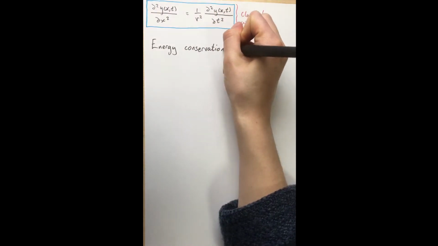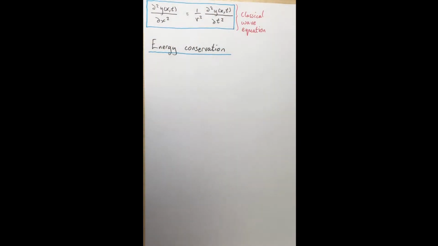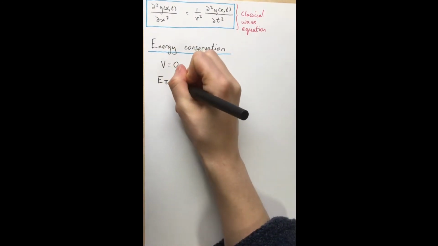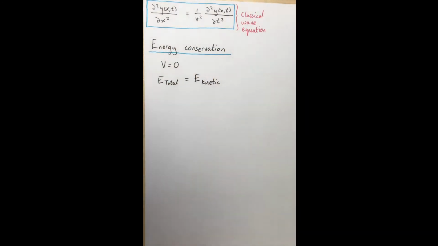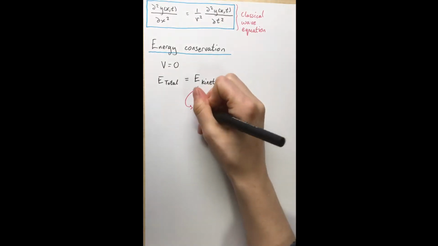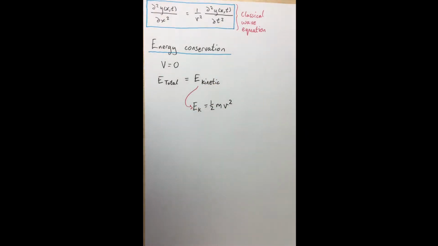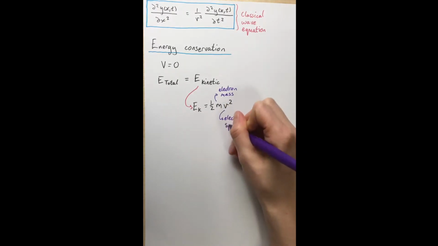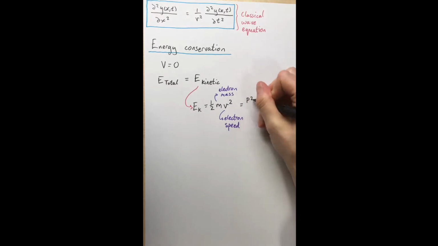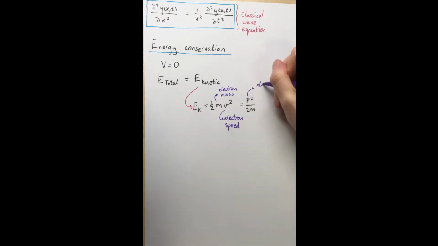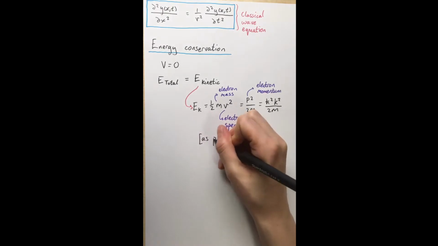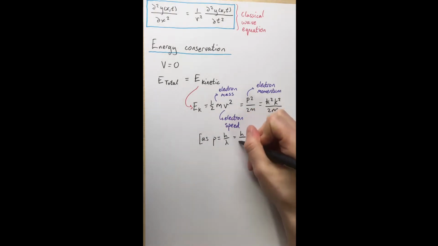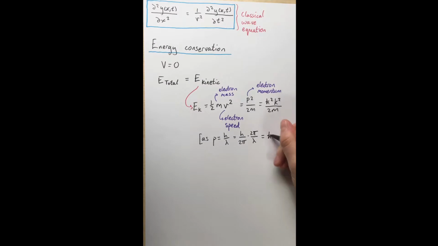From energy conservation, we know that since the potential is equal to 0, the total energy of the electron is just its kinetic energy, which we can write in a more explicit way. We can also rewrite this in terms of the electron's momentum, and also again in terms of the wave number. This is due to the de Broglie relation, saying that every matter particle has a wavelength.